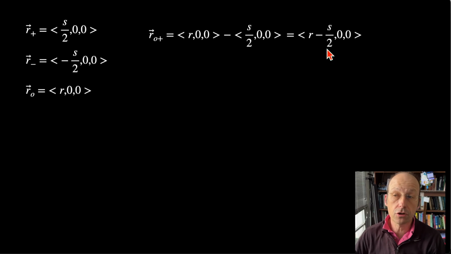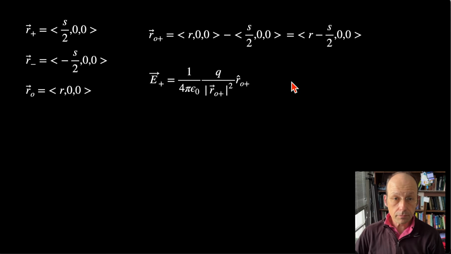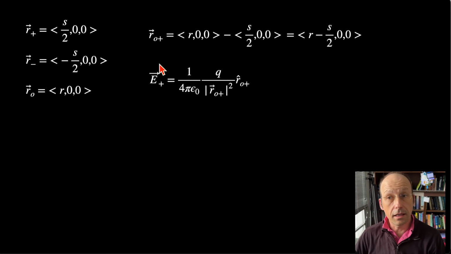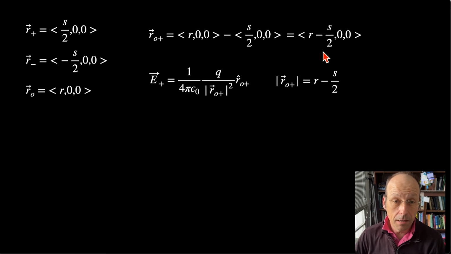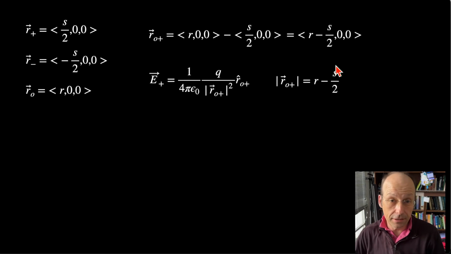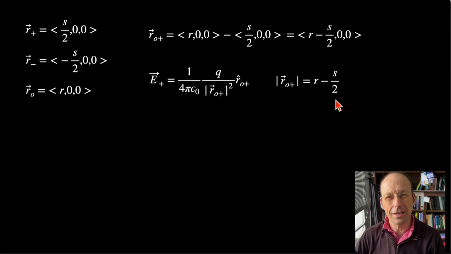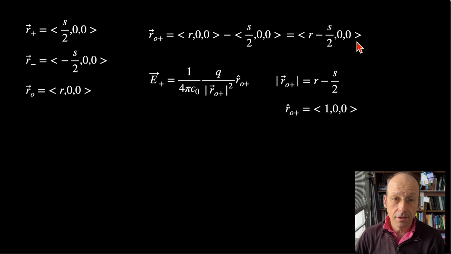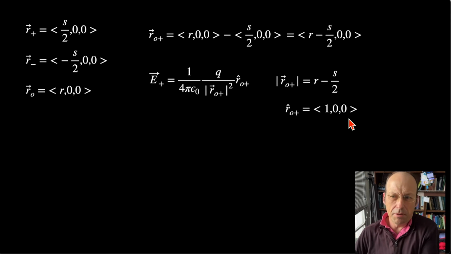That's the vector from the charge to the observation location. And I'm going to put that in my electric field equation, 1 over 4 pi epsilon naught, Q, the magnitude of this, and then the unit vector. So the magnitude is really easy. We don't even have to do it, right? Because if I have a vector that's only in the x direction, then I'm going to take this squared plus this squared plus this squared, square rooted. I just get r minus s over 2. So the magnitude's pretty easy. We don't really need to worry about that. The unit vector RO plus is also pretty easy. It's just in the x direction. So I can just write 1, 0, 0, right? That should be okay, right?